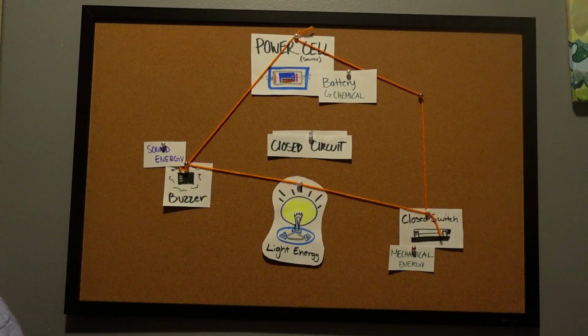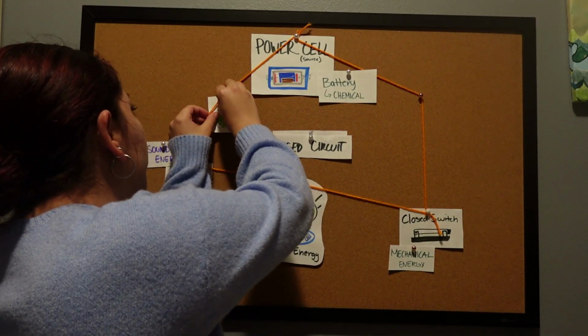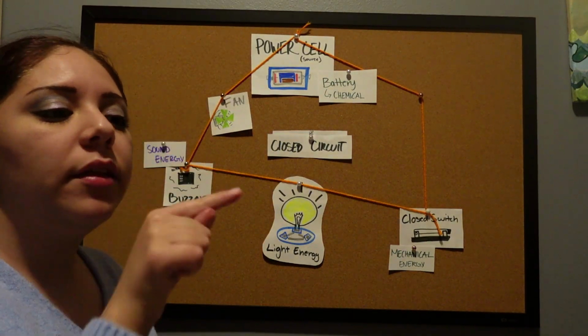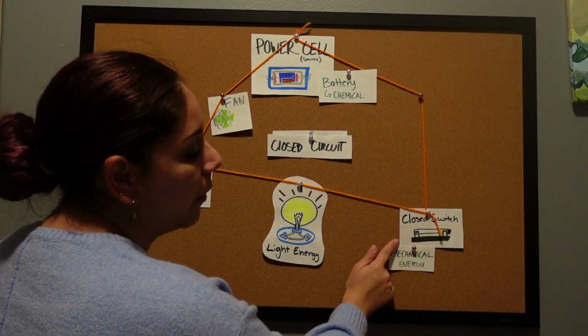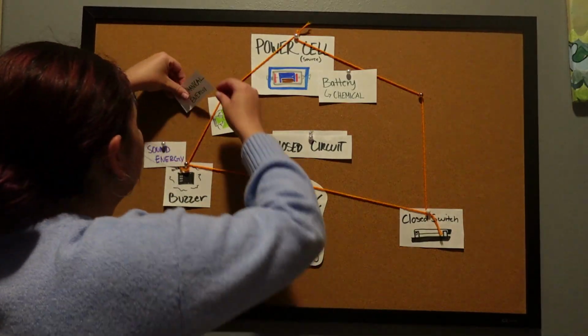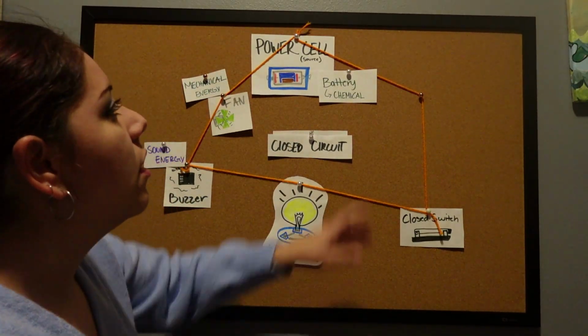Now, here, let's say that I also have a fan. I'm going to add a motor to my circuit. So here's my motor. Now, my motor is moving. It's propelling. So I actually have not only mechanical energy here in my switch, I also am going to have mechanical energy above here.